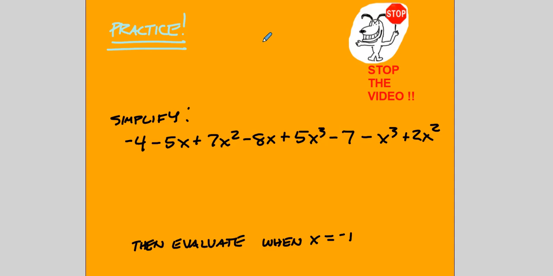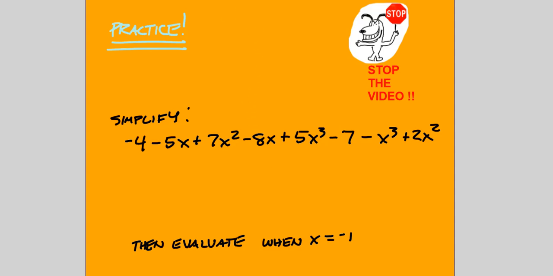Okay, so after I'm done speaking here, stop the video, do this problem, and then turn the video back on and see if you agree with what I got. So first here, I want you to simplify negative 4 minus 5x plus 7x squared minus 8x plus 5x cubed minus 7 minus x cubed plus 2x squared. Then evaluate when x equals negative 1. Do not substitute in negative 1 until you've simplified. Okay, so stop the video, do the problem, and then turn the video back on and see if you agree with what I get.